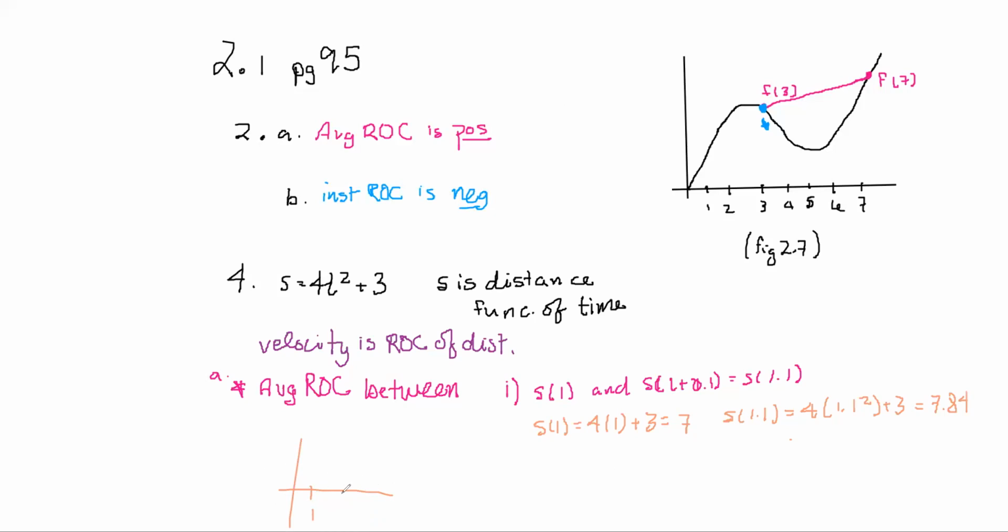So here we have 1, here we have 1.1, here we have 1.2. And we'll just do 7, 7.2, 7.4. So at 1, it'll be about 7. At 1.1, it'll be 7.1. So you can see that there's a positive slope, a positive relationship between the two.